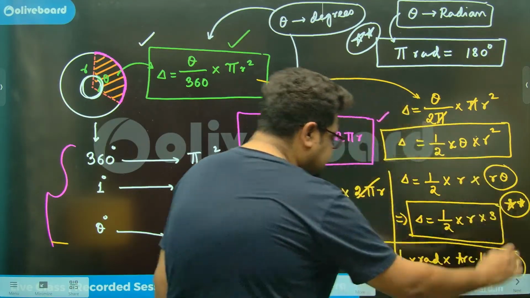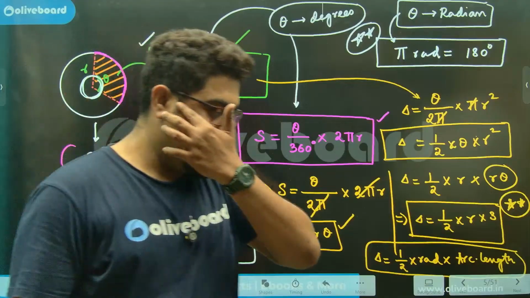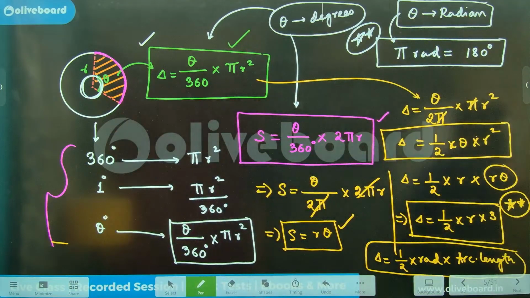This is how you find it. Clear, everyone? Clear, sir? Everybody? This is 100% clear, sir.